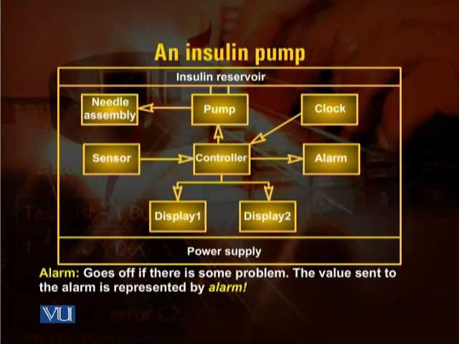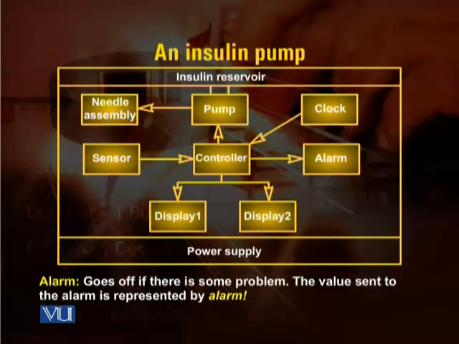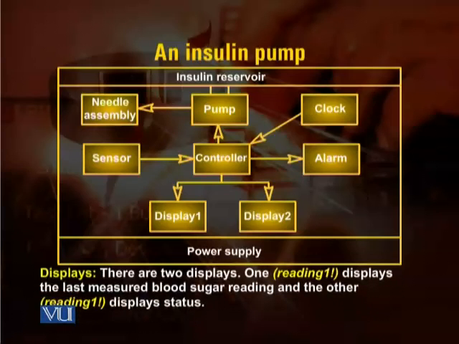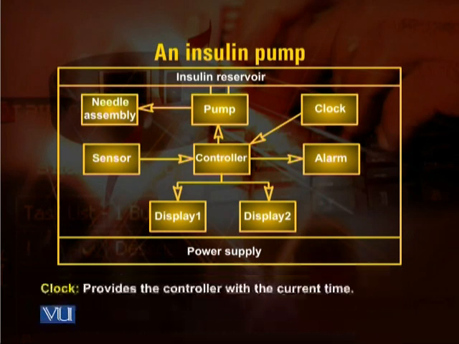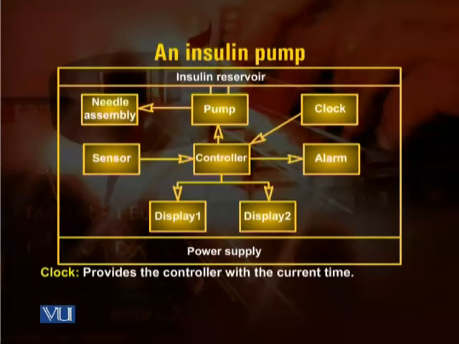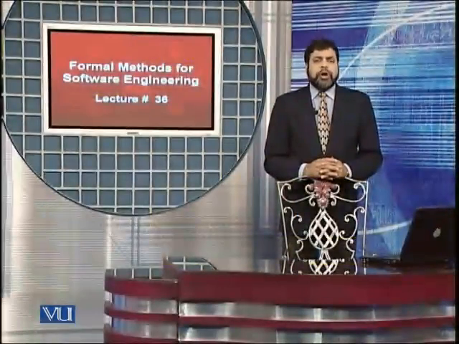The value is sent from the controller to the alarm, and that value is represented by this variable alarm! with the exclamation mark here. Then we have two displays. The first display, reading1, displays the last measured blood sugar reading, and the other displays the status. We have the clock, which provides the controller with the current time. So these are the basic components of the insulin pump.